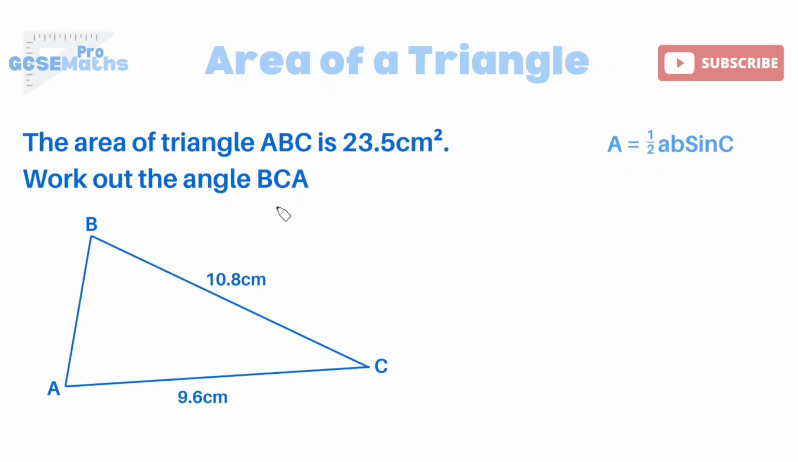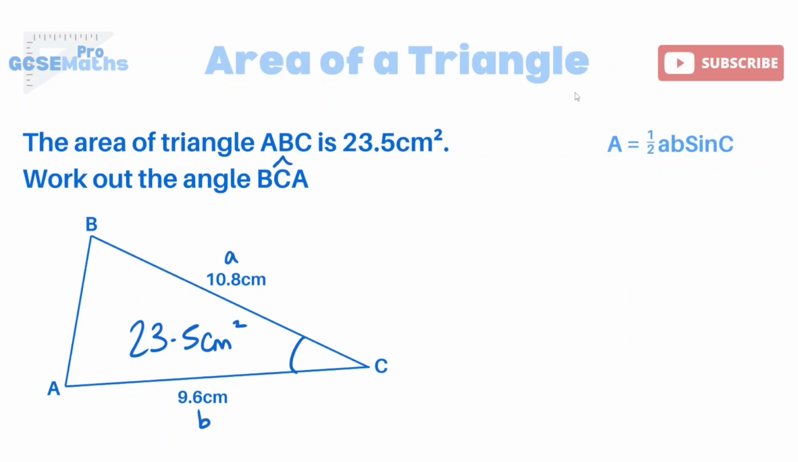So they might try and make it a little bit more complicated. In this case, they've given us the area already. So they've said the area of triangle ABC is 23.5. So 23.5, I don't know why I like to put it in the middle, but I just do for some reason. Work out the angle BCA. So BCA is this one. Okay, luckily, angle C is the one that it's based in, and we've got the two sides surrounding it. So that's side B and that's side A.